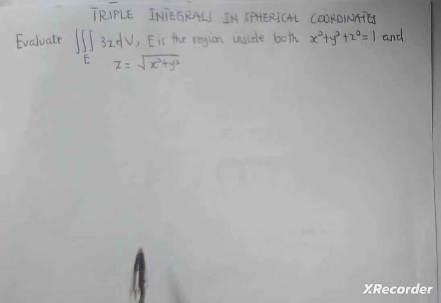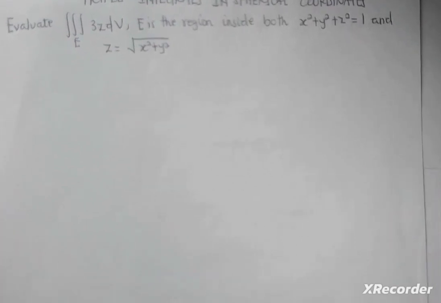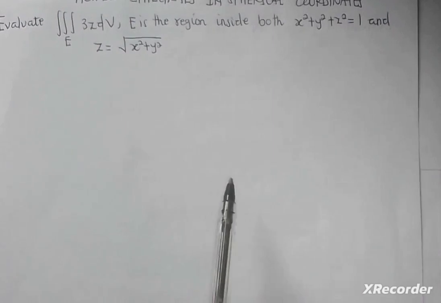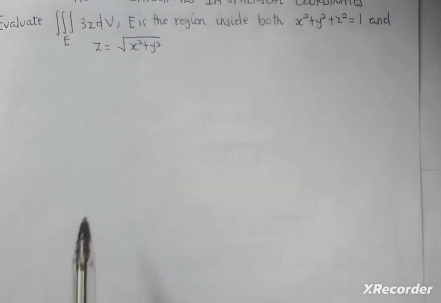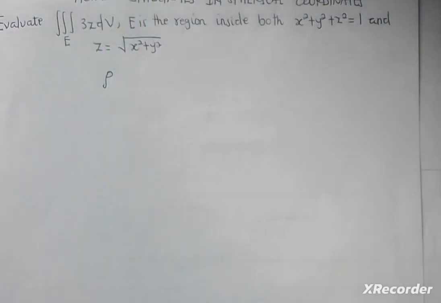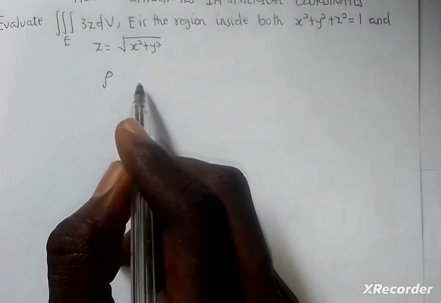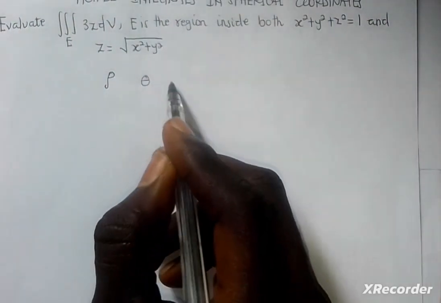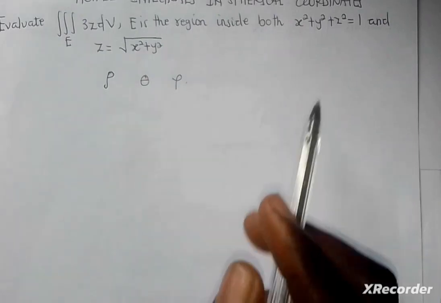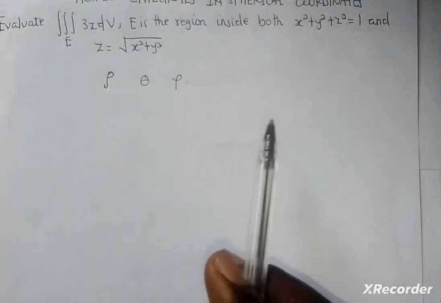Now, how do we go about this problem? First of all, we have to express our limits in spherical coordinates. What are the parameters in spherical coordinates which we are going to work for? We need our rho, which happens to be the radius in 3D. We need our theta, then we need our phi, right? So the next thing to do is to sketch what we have here.